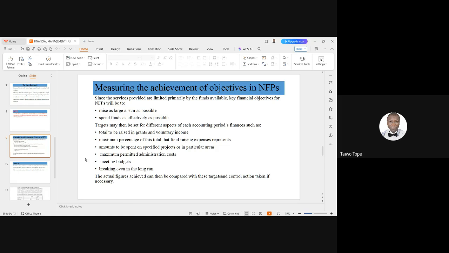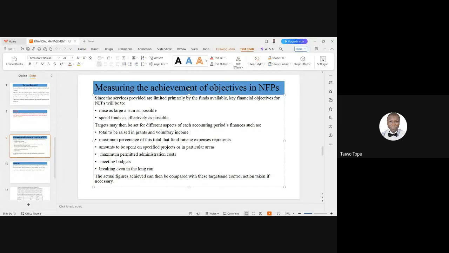So targets may then be set for different aspects of each accounting period's finances, such as total to be raised in grants and voluntary income, maximum percentage of this total that fundraising expenses represent, amount to be spent on specified projects or in particular areas, maximum permitted administration costs, meeting budgets, and breaking even in the long run. So the actual figures achieved can then be compared with these targets, and control action will need to be taken if necessary. That is, if they are spending too much.